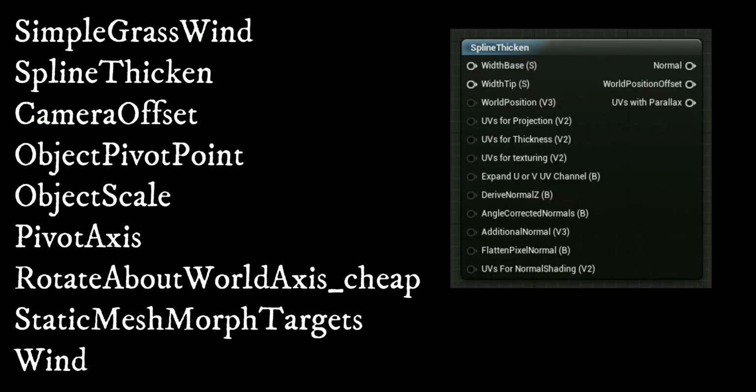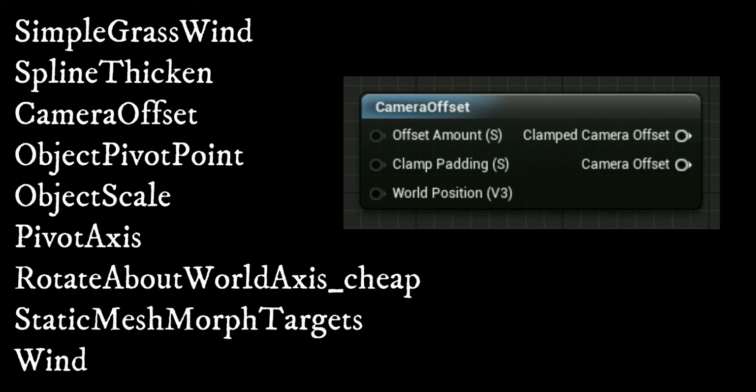The spline thicken function serves as a way to make very thin polygons look thicker at render time. This is perfect for cables, hair, grass, and other such objects. Objects using this function should be extremely thin and should be imported with remove degenerate triangles disabled. The camera offset function is great to assist with depth sorting, as it allows you to move an object in camera space, either toward or away from the camera.